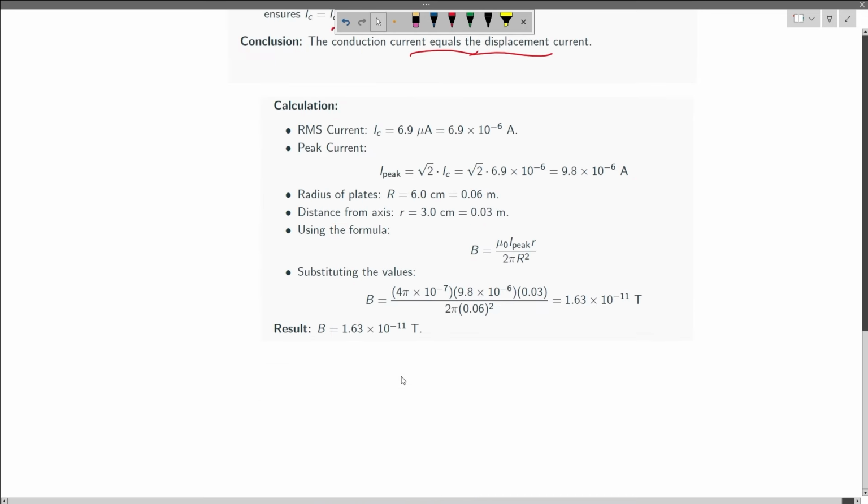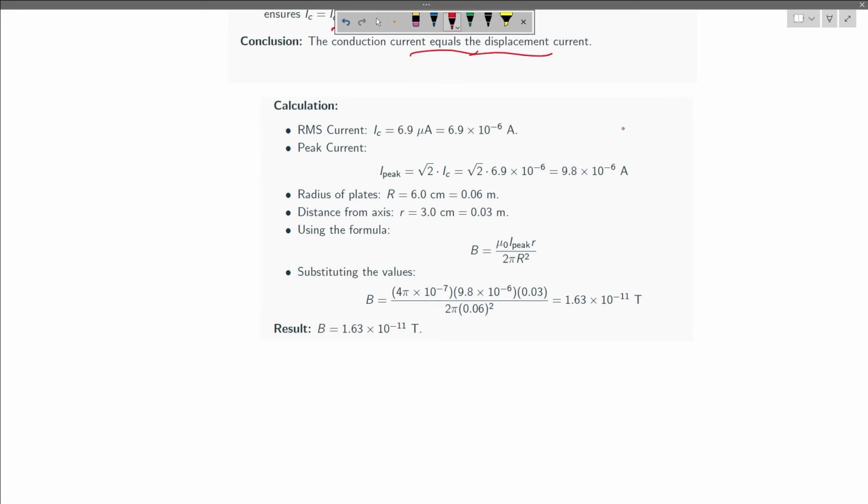Now calculation for the peak magnetic field. For calculating the magnetic field amplitude, we will use the peak current. So we will use this formula, mu naught I peak r by 2 pi R square. So substituting the values in this formula, we will get a value of 1.63 into 10 to the power minus 11 Tesla.